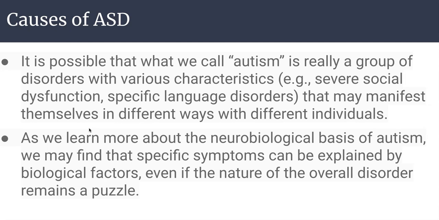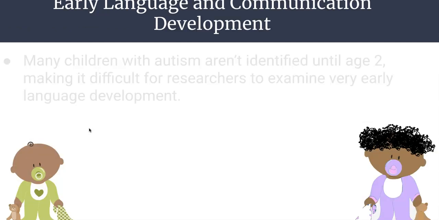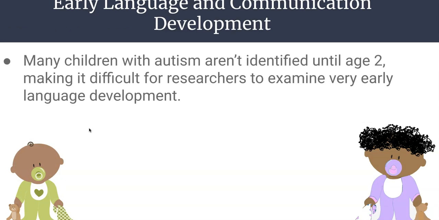As we learn more about the neurobiological basis of autism, we may find that specific symptoms can be explained by biological factors, even if it's a puzzle still in a lot of ways, just like all of our disorders are. Many children with autism aren't identified until age 2, making it difficult for researchers to examine very early language development. However, they're doing really cool things.